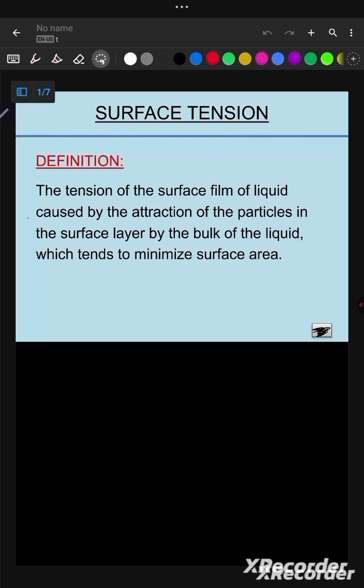So everyone, this is all about surface tension. You learned about surface tension and what the consequences of surface tension are.